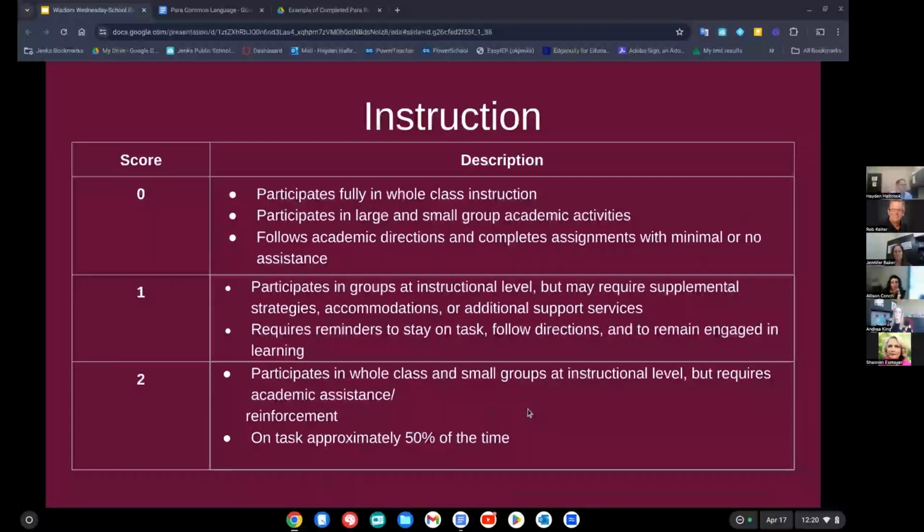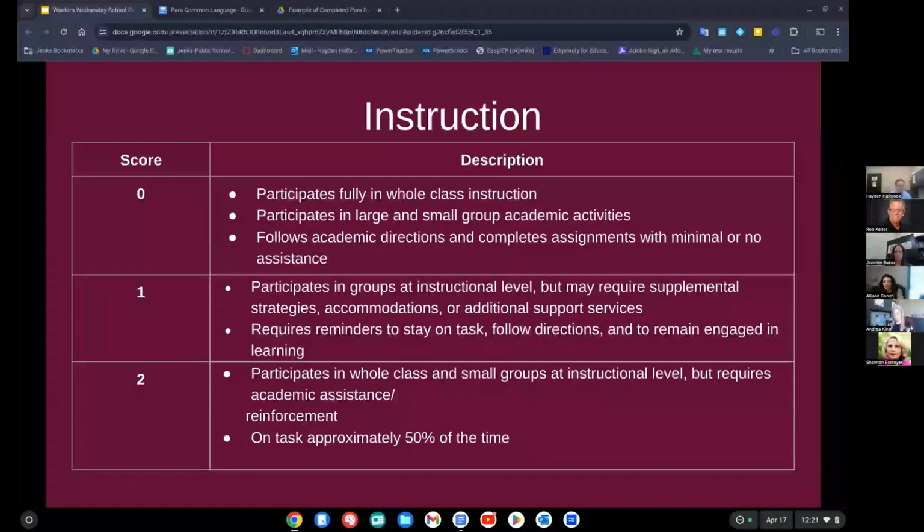So the next domain is instruction, mostly academic here. A 0, again, participates fully in the whole class instruction. For the most part, they're doing okay. They can follow those academic directions. They complete assignments with minimal to no assistance. And then the next level, they participate.